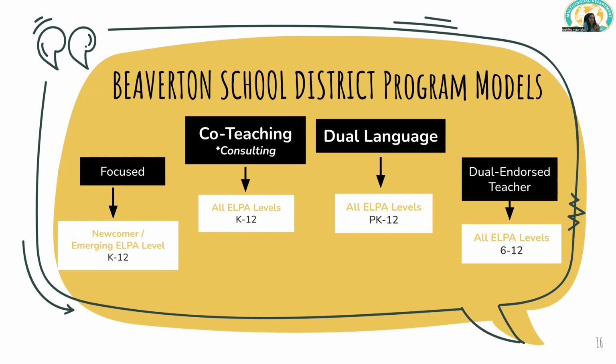And we're saying that this course or this support should be for your newcomer students or students at the emerging ELPA level, and it could be K through 12. So we could have a focus support for our newcomer and emerging students. And then the two big models that we're saying we should have for our multilingual learners are co-teaching and dual language. I'll talk about co-teaching. We had consulting as well, but we folded consulting into co-teaching, and I'll tell you more about that when we get to the definitions.